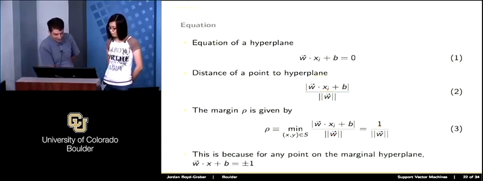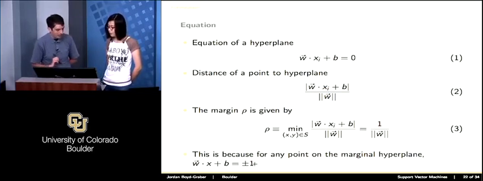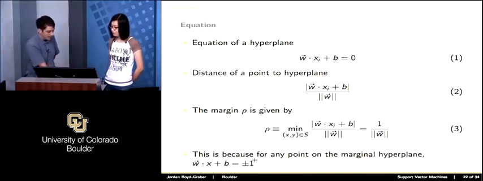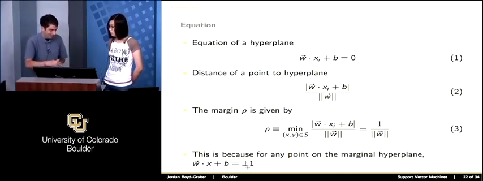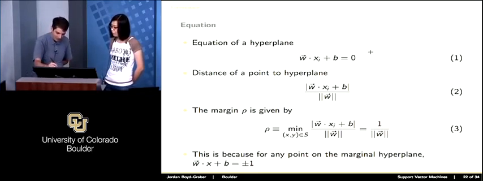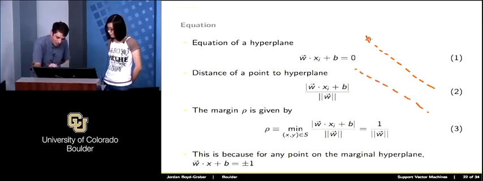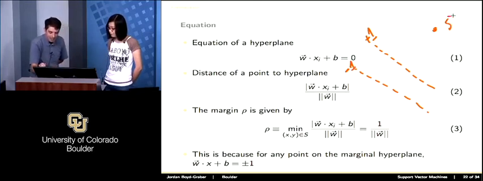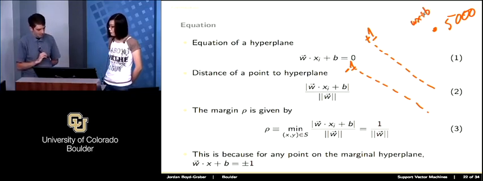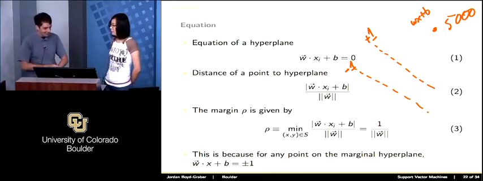And for any point on the marginal hyperplane, you get this nice equation that this is going to be plus or minus 1. Things that are not on the marginal hyperplane but are really confident are going to be larger values in absolute terms. So just to draw this again, we have plus 1 on this side, minus 1 on this side, and points over here can be like 5,000 when you take wx plus b. Okay, any questions? No questions for me.